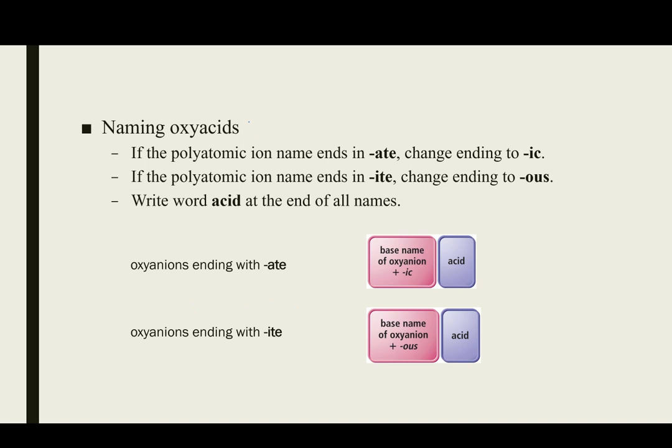Oxyacids contain oxygen, and that oxygen is part of a polyatomic ion, always. So the name of the polyatomic ion tells you how to name the acid. If you have the oxyanion, so the anion containing oxygen, that ends with ate, you change it to ic acid. If the anion ends with ite, you change it to ous acid. So ate equals ic, ite equals ous.